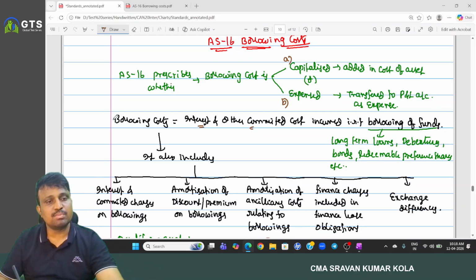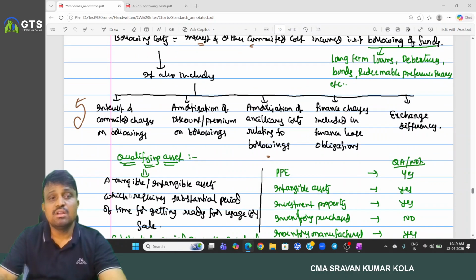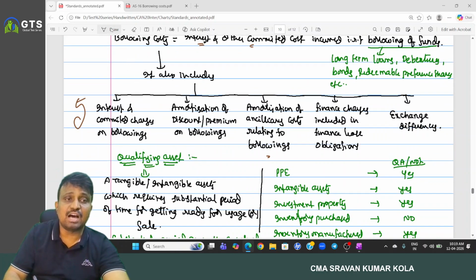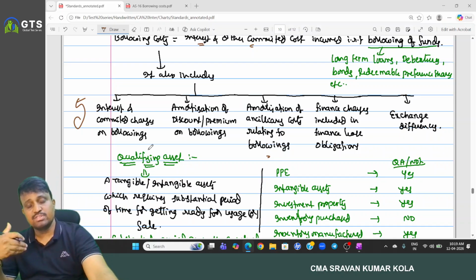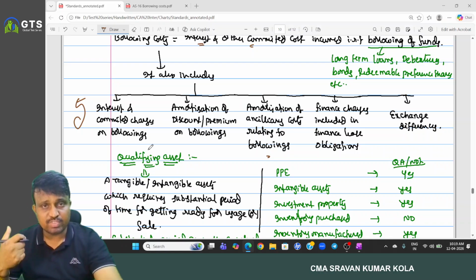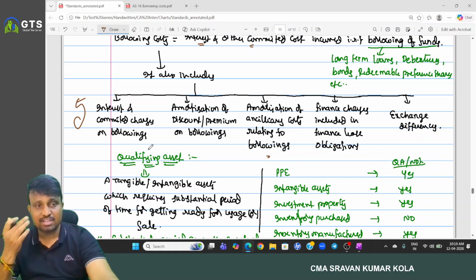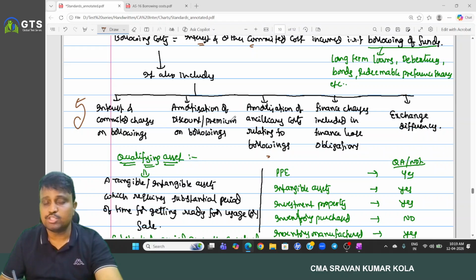Next, what is borrowing cost first of all? Borrowing cost includes five elements. One is interest and other committed charges. These are charges you committed at the time of raising the borrowing, like any processing fees or brokerage fees we have, etc. Another is amortization of discount on issue of borrowing or premium on redemption of borrowing.